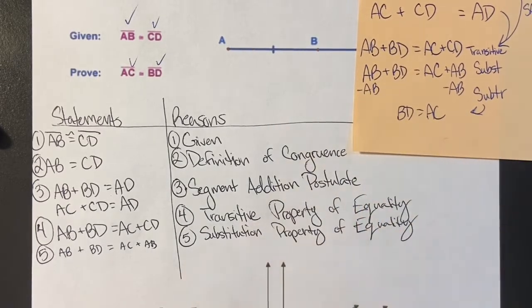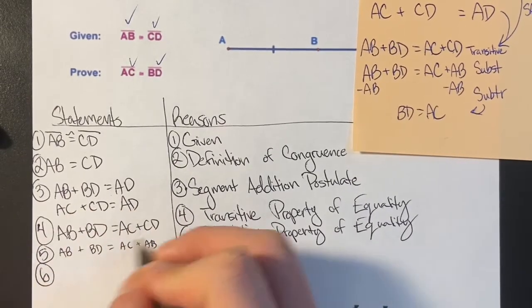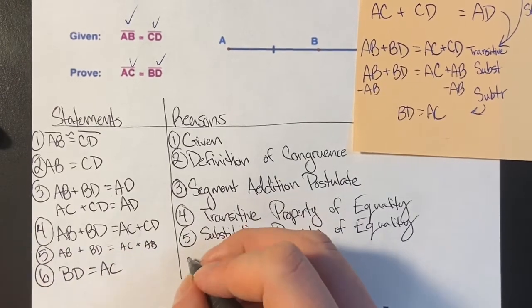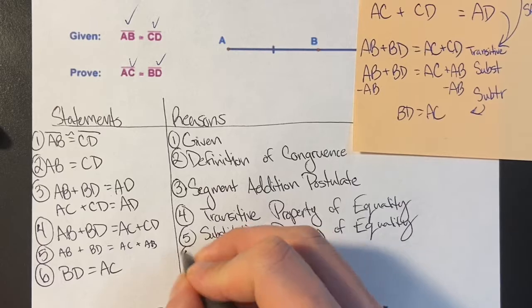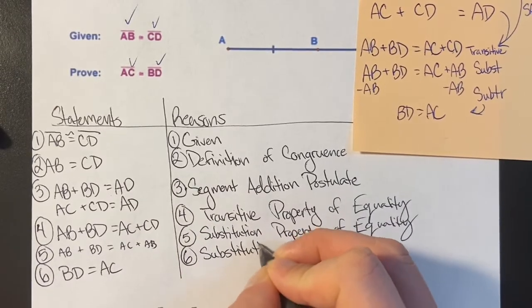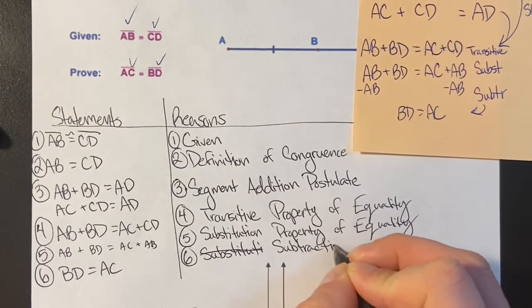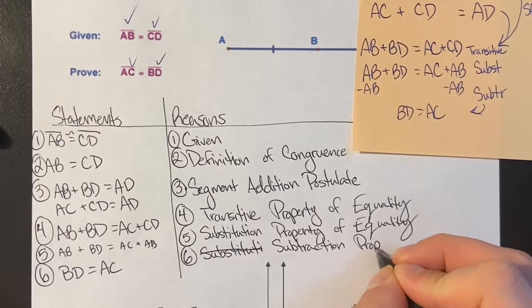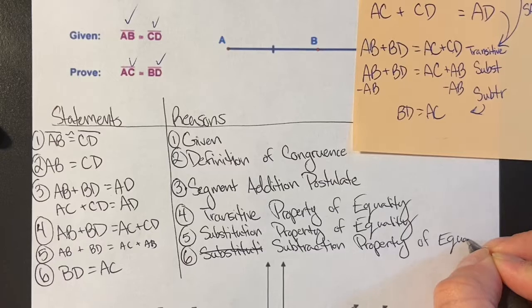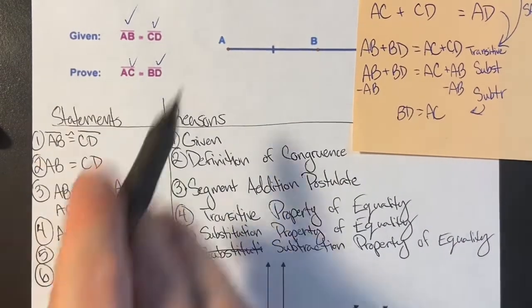I can now subtract AB from both sides, which gives me, if AB goes away, BD equals AC. And that's the subtraction property of equality. And last but not least, I have to change it back.